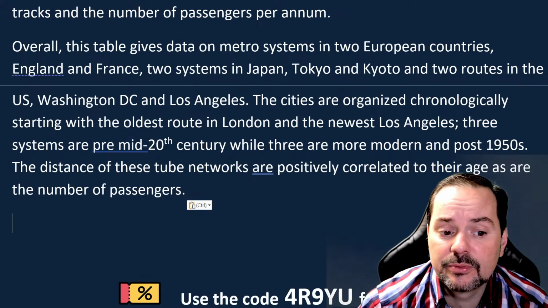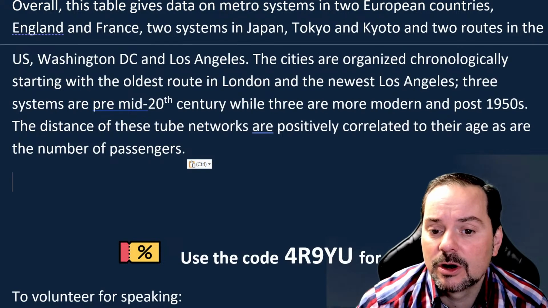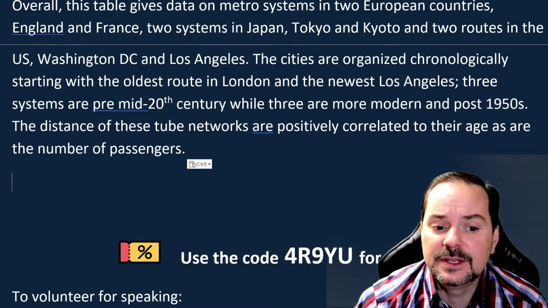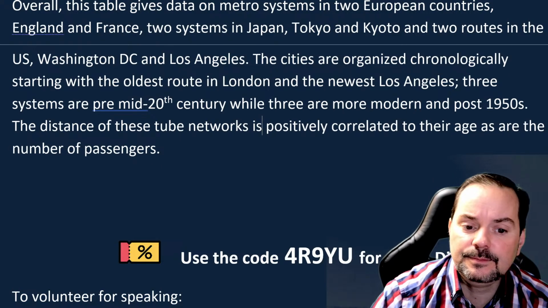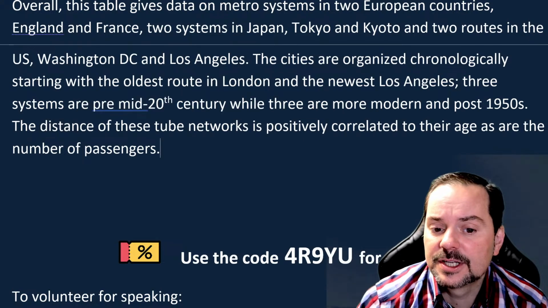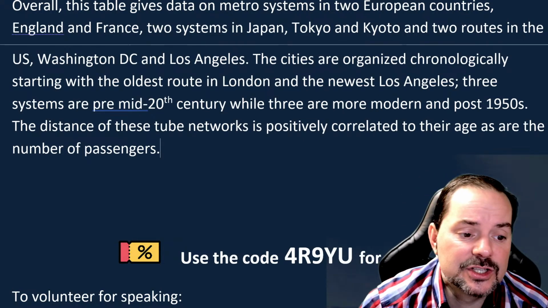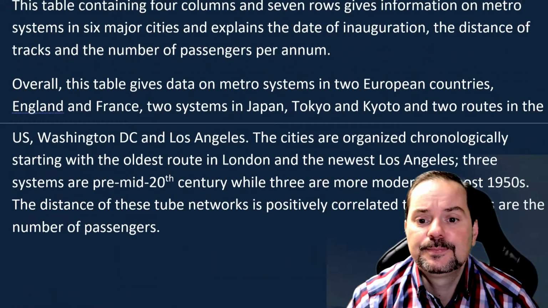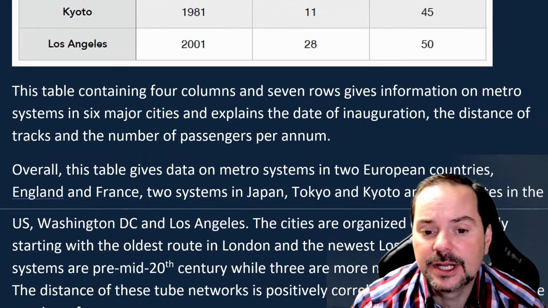The cities are organized chronologically, starting with the oldest route in London and the newest, Los Angeles. 3 systems are pre-mid 20th century, while 3 are more modern and post-1950s. The distance of these tube networks is positively correlated to their age, as are the number of passengers. Okay? That's your Band 9 writing so far.